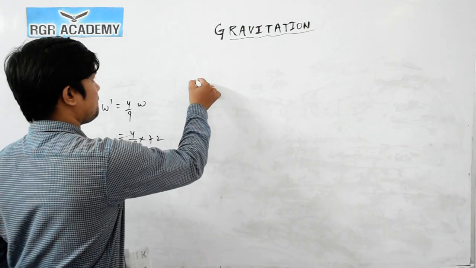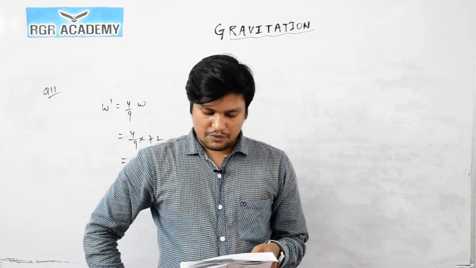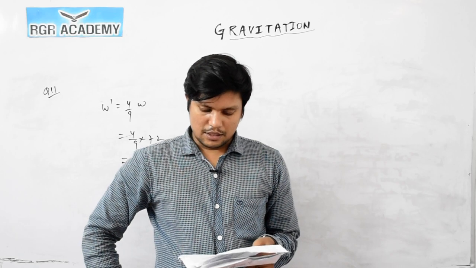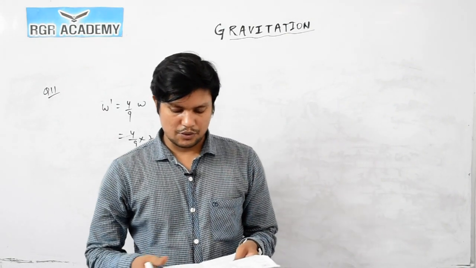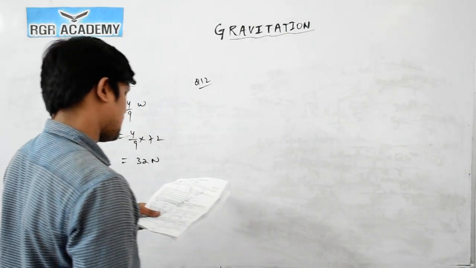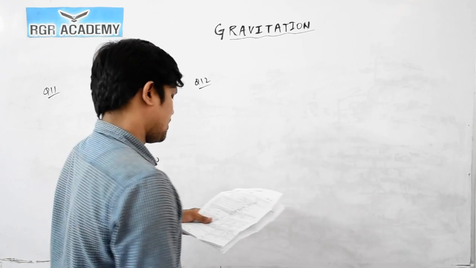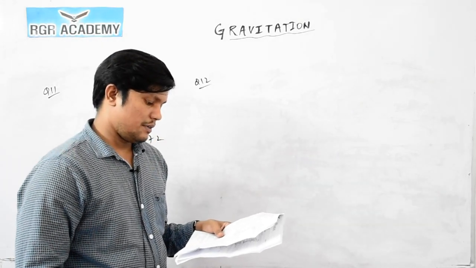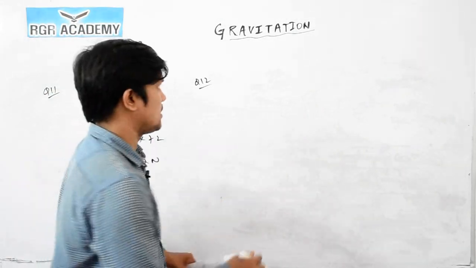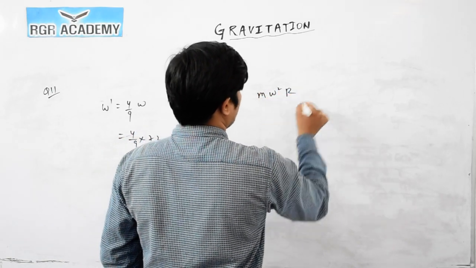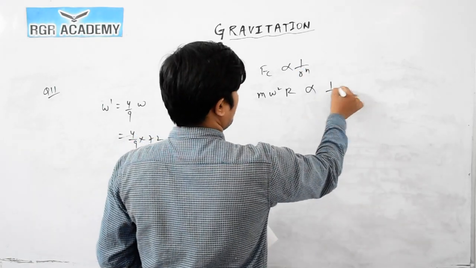For question number 12, suppose the gravitational force varies inversely as nth power of distance, then the time period of the planet in a circular orbit of radius capital R around the Sun will be proportional to? So suppose the gravitational force varies inversely as nth power of the distance. Okay. So we know that whenever any particle is moving in a circular path, it requires a centripetal force. That is given by m omega square r. So centripetal force is proportional to 1 by r to the power n.